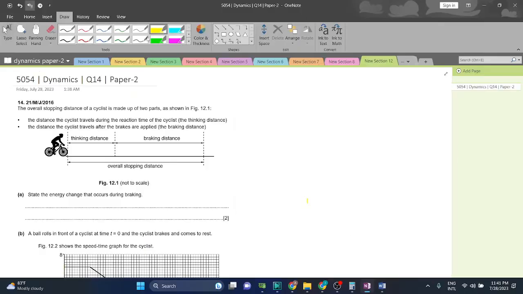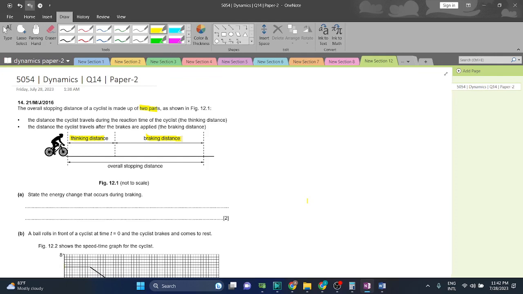Welcome back, guys. I'm carrying on with dynamics question 14, paper 2. Let's start. Question 14. The overall stopping distance of a cyclist is made up of two parts, as shown in figure 12.1. Part one will be thinking distance and one will be braking distance. Thinking distance will be the time in which you conceptualize what is happening.